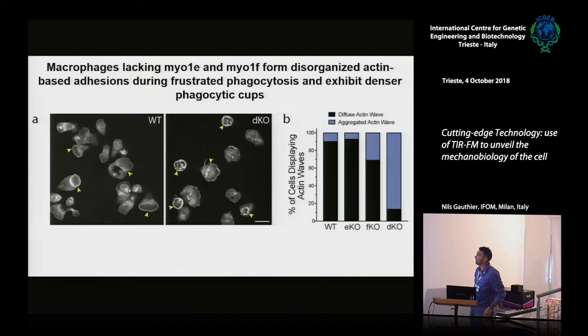How does it work? Then by turning back to the frustrated phagocytosis system, we did the double knockout analysis, and what we have seen is that the actin belt where adhesions are was much stronger, much brighter in the double knockout.